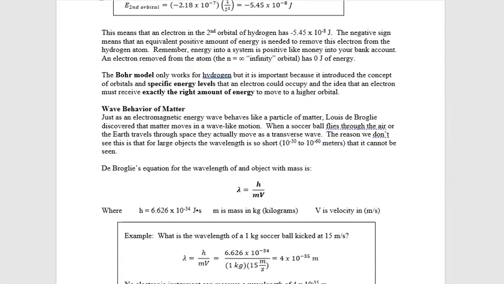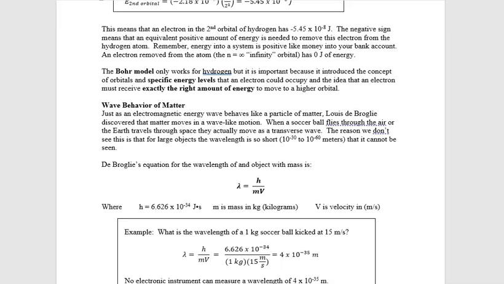So this means that an electron in the second orbital of hydrogen has negative 5.45 times 10 to the negative 8 joules. The negative sign means that an equivalent positive amount of energy is needed to remove this electron from the hydrogen atom. Remember, energy into a system is positive, like money into your bank account. An electron removed from the atom all the way is said to go to the infinite energy level. It's beyond the 5th, 6th, 7th, 8th, 9th, 10th. It's all the way out to infinity, and so that's said to have zero energy.